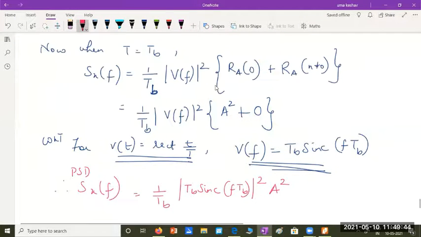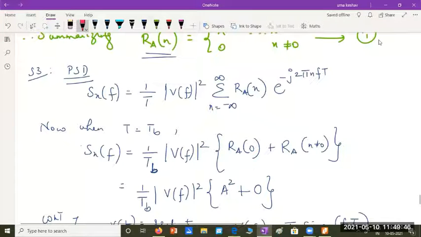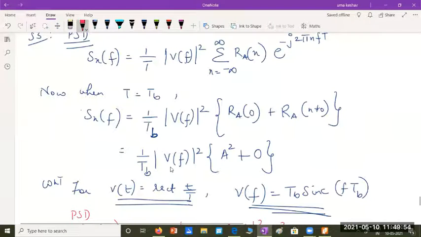I hope you understood why we left off this e power, because it has already been taken care of. We are considering the Fourier transform directly. Okay. In this case, what happens? Ra of 0 only exists. So this becomes e to the power of, if you want to write, e to the power of 0. When n is equal to 0, it is e to the power of j2 pi nfT, right? So it will be e to the power of 0, and this is what? Okay, I think I'll write it separately here and show.